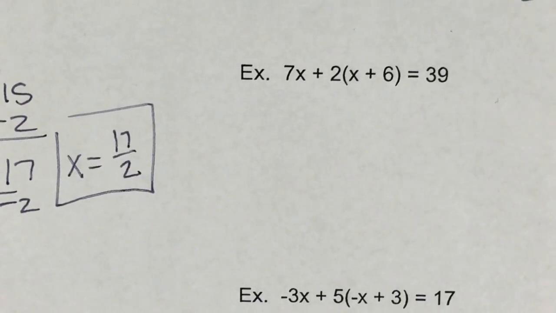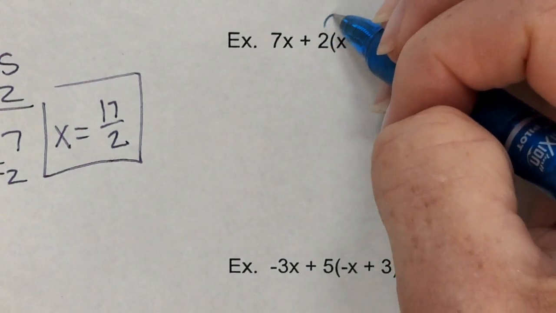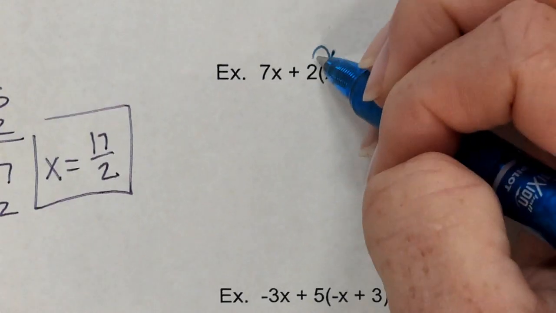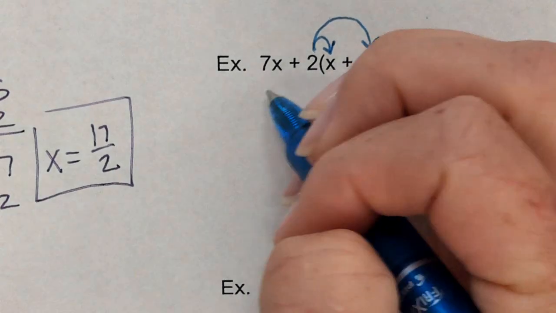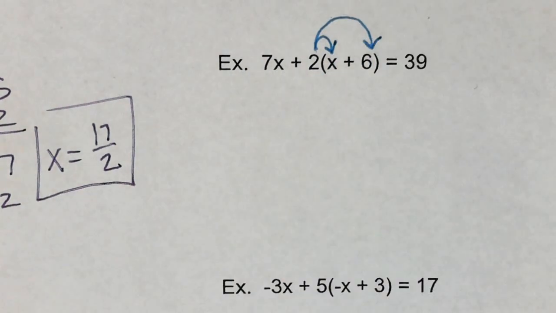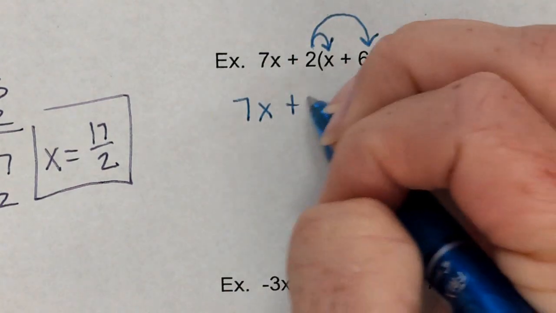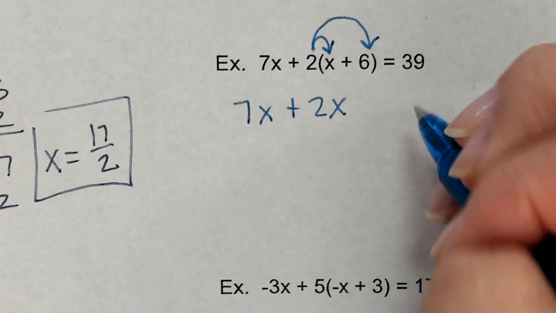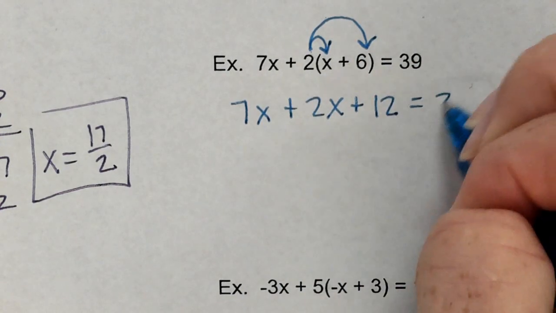What do you see in this one? Parentheses. So what do I have to deal with first? Distributive property. What am I distributing? 2 is going to be multiplied by x, and 2 is going to be multiplied by 6. So what am I going to do with this 7x? Just bring it down. I have 7x plus 2 times x, which is 2x, plus 2 times 6, which is 12, equals 39.